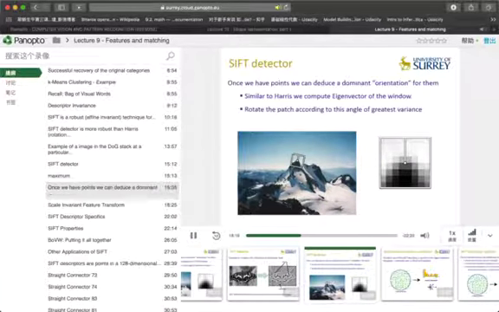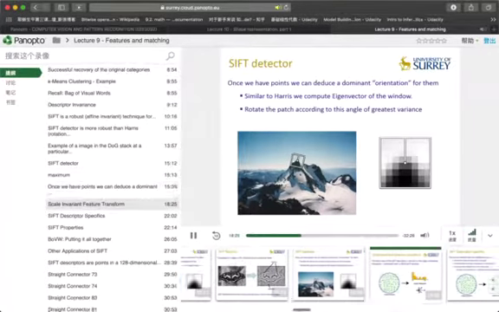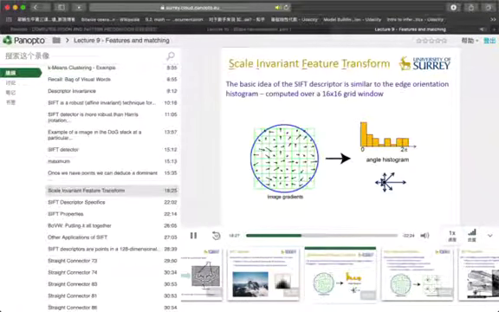Anyway, the bottom line with the SIFT detector is it's a way of computing this window local to interest points that are detected. And then the real question of interest today is, having detected that key point, how do we extract a local descriptor from that window?